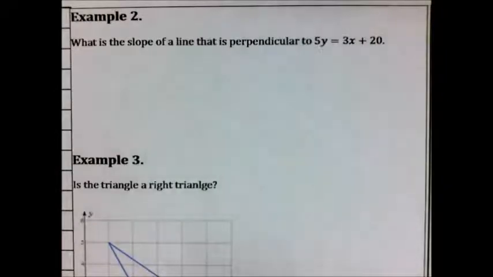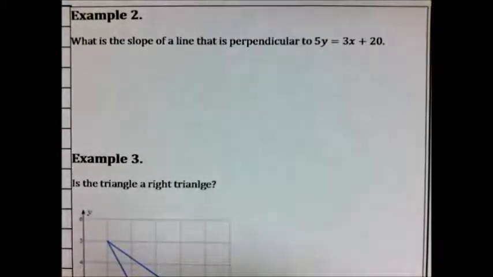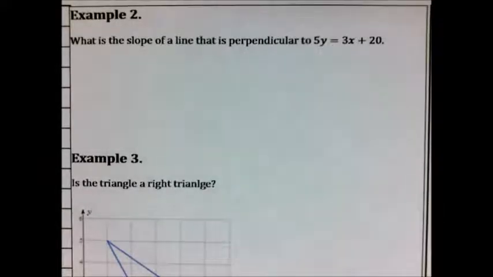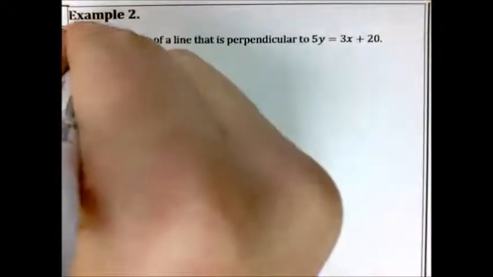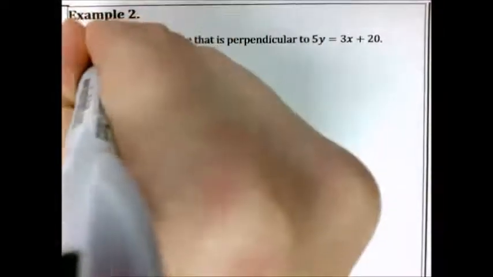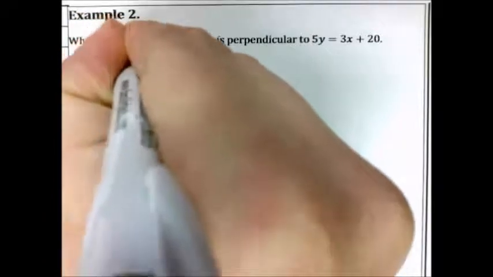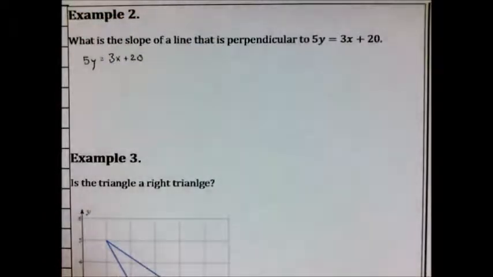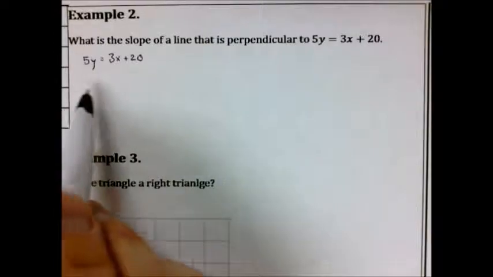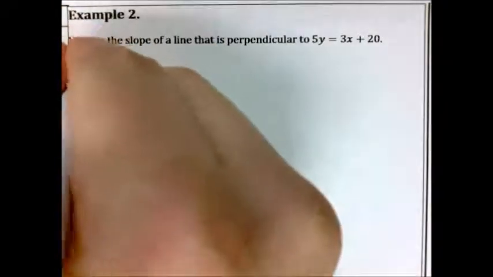Example 2 is much like the first example here. It's asking us to find the slope of a line that is perpendicular to 5y equals 3x plus 20. Okay, so the very first thing we have to do is find out what that slope is, and the easiest way to do that is to get the equation into slope-intercept form, which means we have to solve for y first. Okay, so we have 5y equals 3x plus 20. And if we're trying to solve for y, then all we have to do is divide by 5, because then that'll get y by itself.